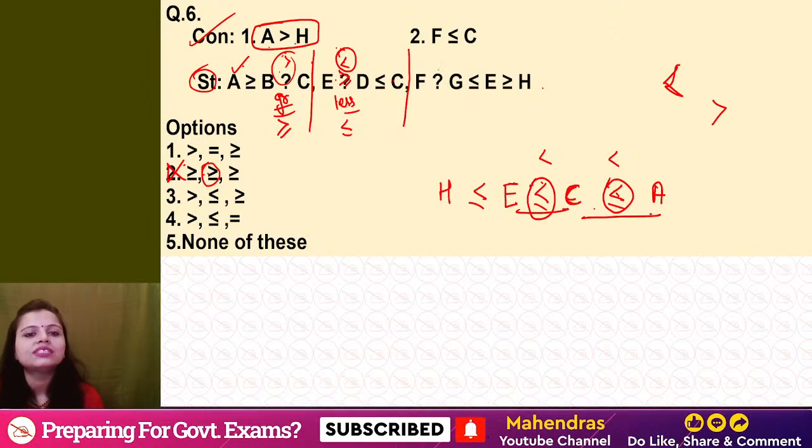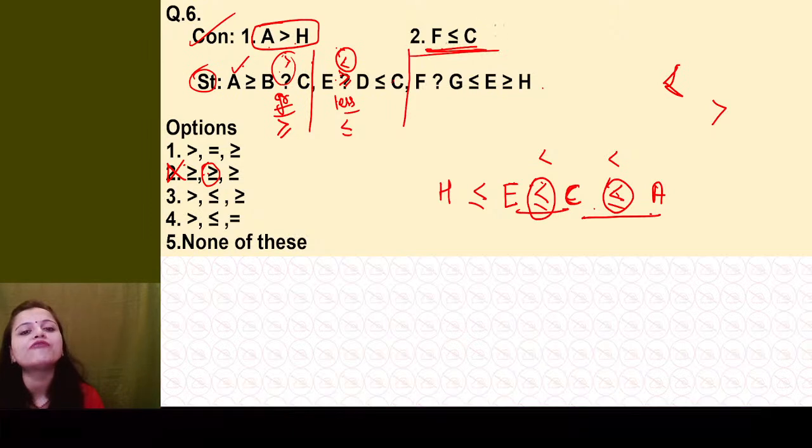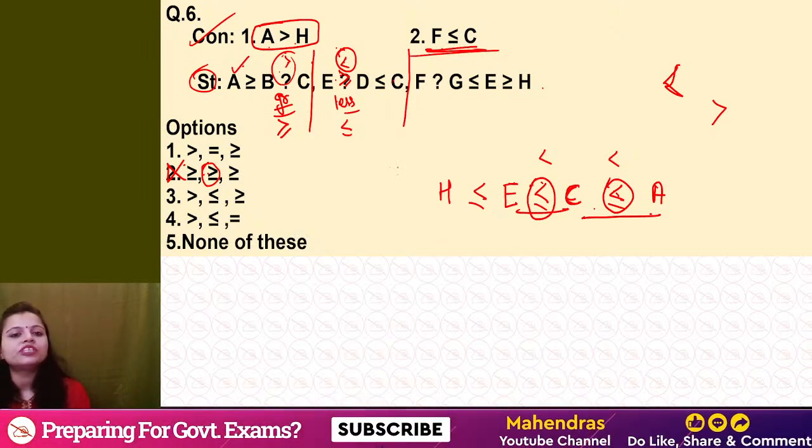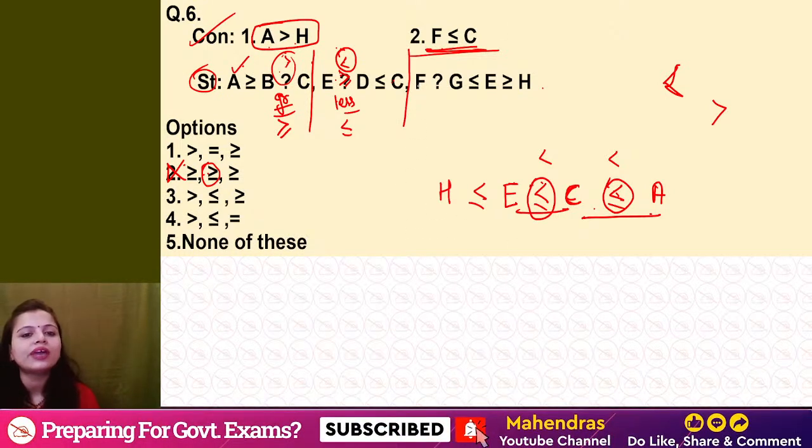Okay. Now let's go for the relation between F and C. So F is present. So how can you join F and C? So with the help of E.